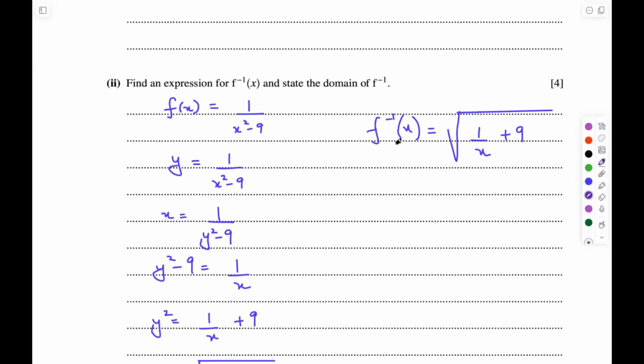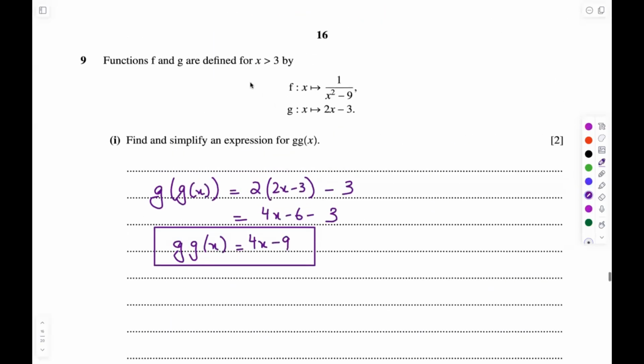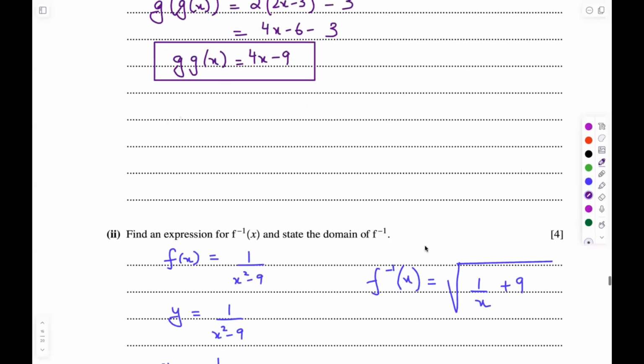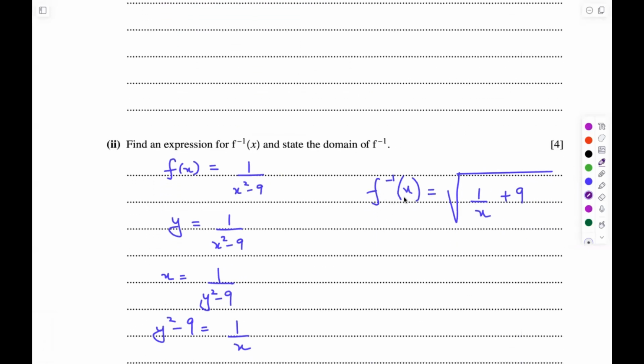What we know is that the range of f inverse will be the same as the domain of f of x. Now the domain of f is x greater than 3, which means that the range of f inverse will also be greater than 3. So we can substitute greater than 3 in place of f inverse of x. So we can write this expression as 1 upon x plus 9 will be greater than 3, as the range of f inverse will also be greater than 3.